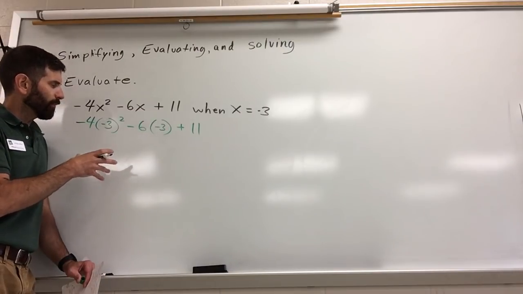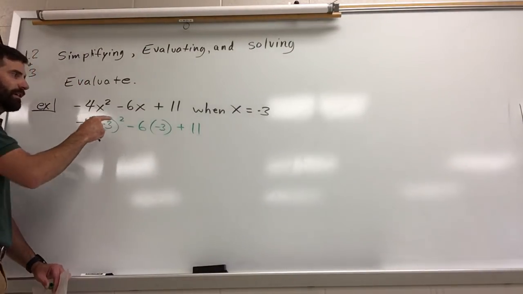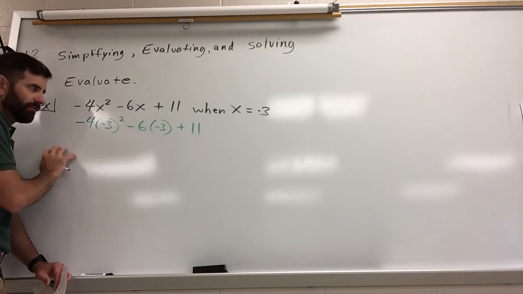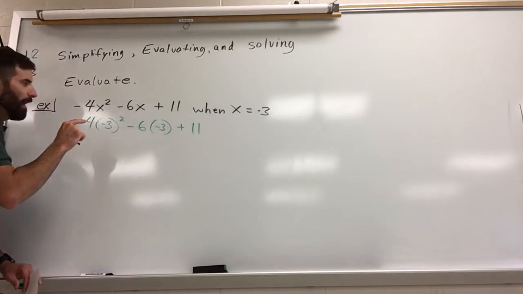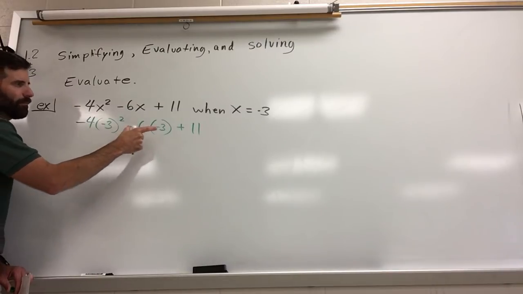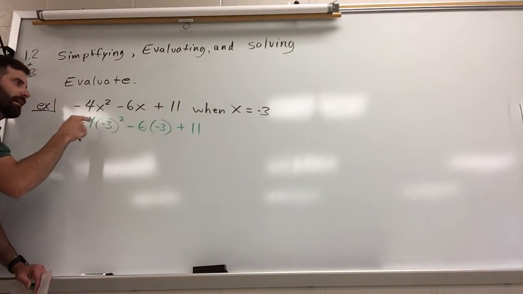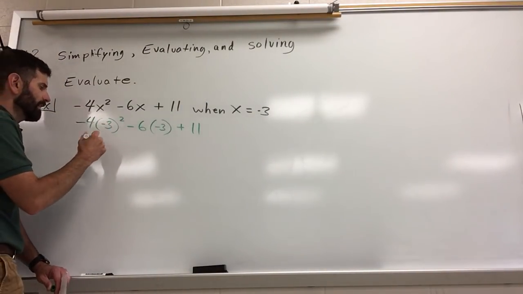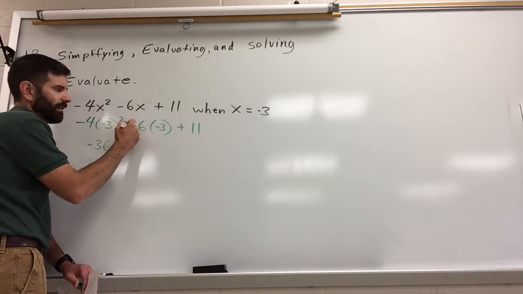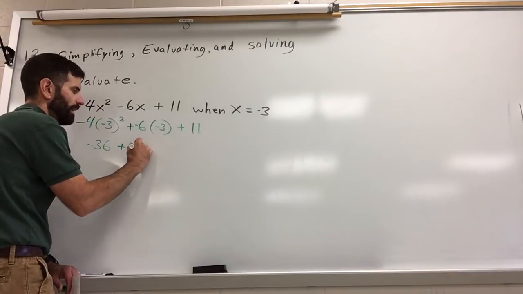For example, parentheses, nothing to do inside those parentheses. Exponents, do I have any exponents? And I do, so I'm going to perform that operation first. From there, PEMDAS, we've got multiplication and division, addition and subtraction. I'm going to do the exponent first, but then I'm going to go ahead and perform the multiplication operations as well. So negative 3 squared is going to be 9. Negative 4 times 9 is negative 36. I like to think of this as a negative 6 times a negative 3, and a negative times a negative is a positive 18.